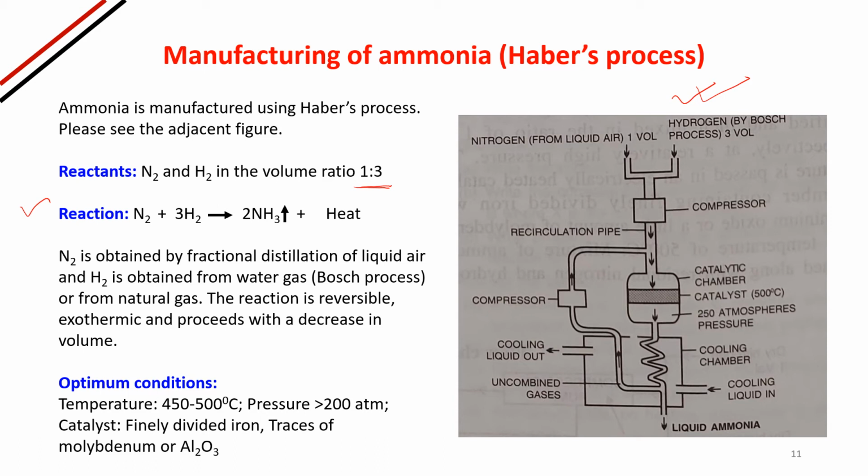What are the conditions for preparing ammonia by Haber's process? The temperature should be maintained at 450 to 500 degrees centigrade. Pressure should be greater than 200 atmosphere. A catalyst should be used here, that is finely divided iron, with traces of molybdenum or Al2O3, aluminum oxide.